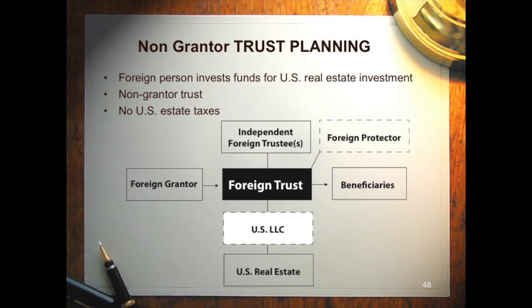The trust is payable to foreign beneficiaries, or even payable to U.S. beneficiaries, because there's not going to be a tax on this trust. And the foreign trust may have several investments, so it may have a U.S. limited liability company that owns one piece of U.S. real estate. It may have another limited liability company that owns another piece of U.S. real estate. But essentially what you have is a trust with independent trustees, with beneficiaries who will not pay any tax on the fact that U.S. real estate is being transferred to them.